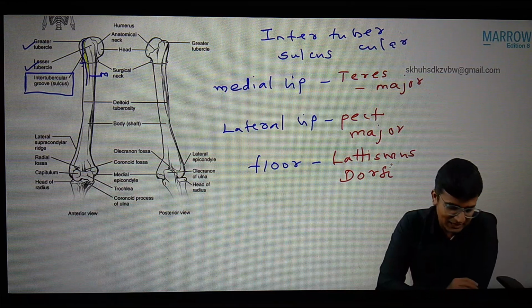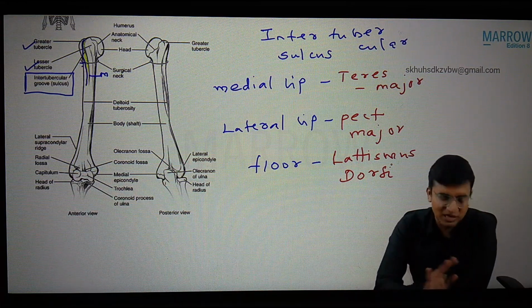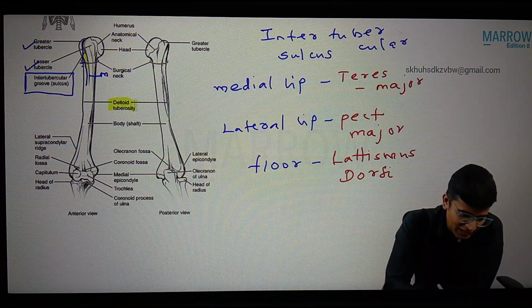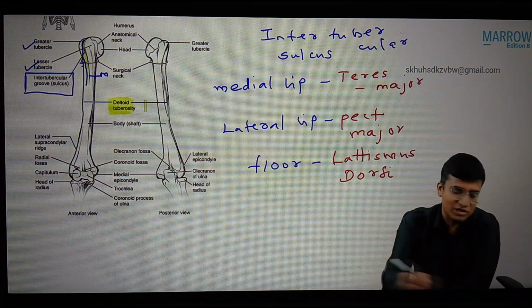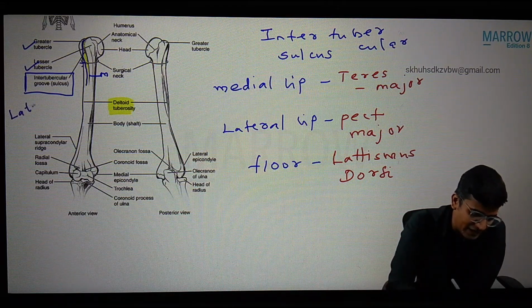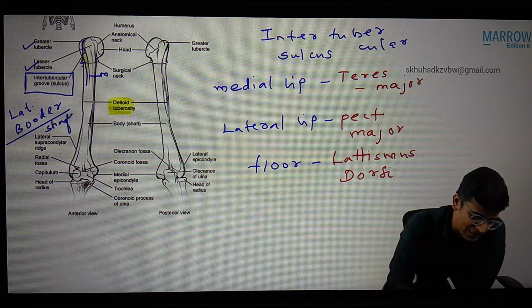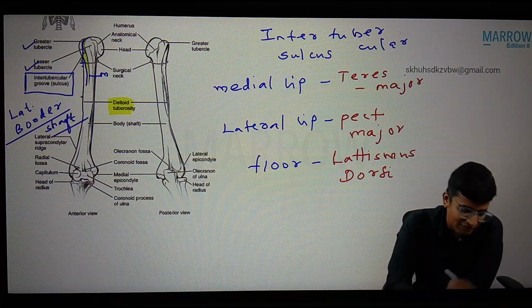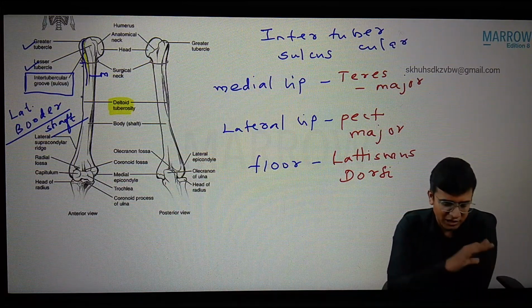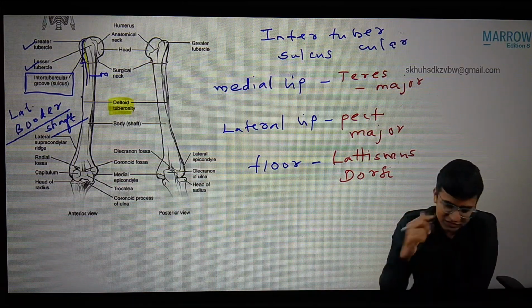Yes. These are the muscles attached to the intertubercular sulcus. Now one more muscle attachment you have to know, that is deltoid. Deltoid muscle attaches to the deltoid tuberosity. It is a tuberosity on the lateral border of the shaft of the humerus. So on the lateral border of the shaft of the humerus, we have the deltoid tuberosity, where the deltoid muscle is inserted. Right, so these are the muscle attachments you have to know in the bones.